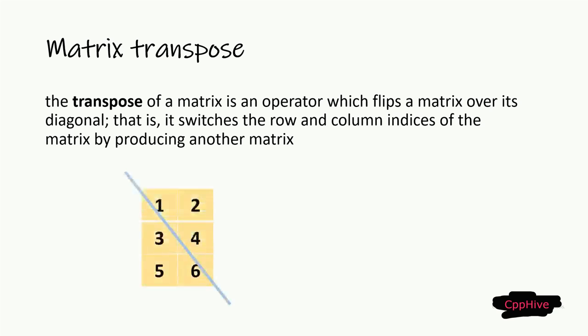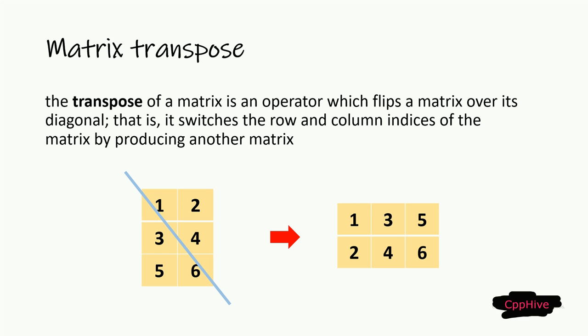For example, consider the following 3x2 matrix. If we flip this matrix over its diagonal, the resultant one would be a 2x3 matrix as shown here. The first column of the original matrix has become the first row of the transpose matrix, and the second column of the original matrix becomes the second row. So basically, the row and column indices of the elements are going to flip when we transpose it.